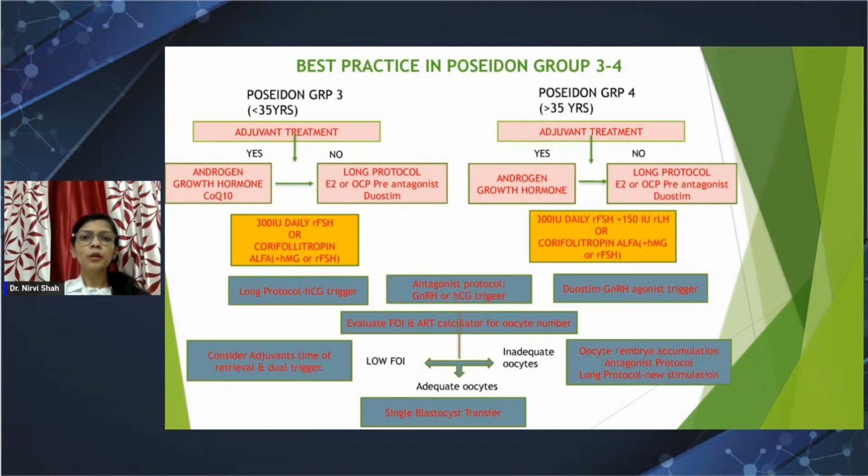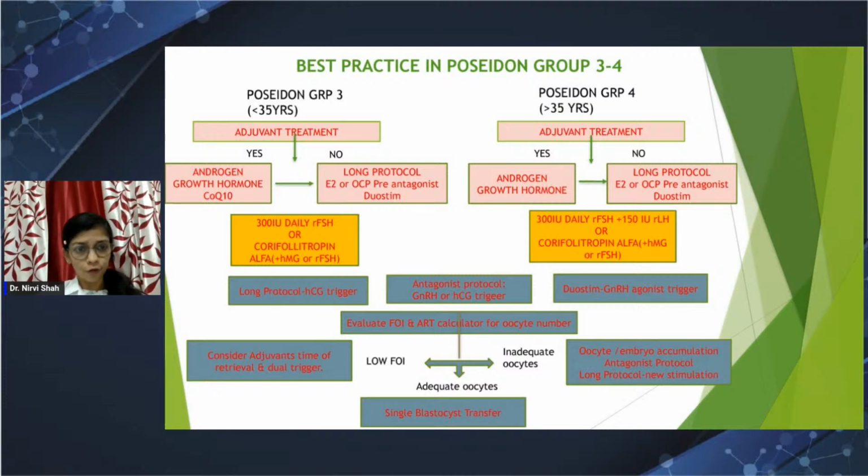Now, in Poseidon groups 3 and 4, this is a little bit of a challenge, especially Poseidon group 4. These are the groups with low ovarian reserve. For those less than 35 years, we prefer adjuvant treatment in the form of androgen, growth hormone, and CoQ10. Although there are still a lot of randomized control trials going on, because the live birth rate does not show a significant difference. However, there is a difference in the follicular fluid, and cycle cancellations are fewer whenever adjuvants are added in group 3 and group 4.